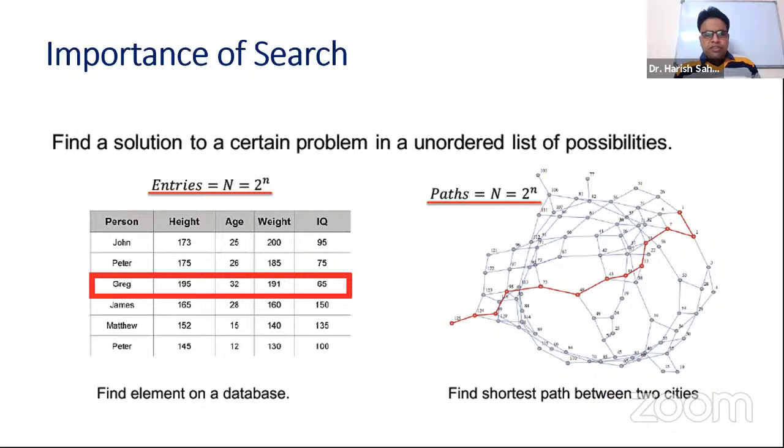But generally, on average, what happens? N by 2 elements we have to search. So worst case it is N, best case it is 1. But on average, if we search sequentially, it is of order N by 2, which is basically order N only. So the complexity is of the order of the size of the table or database. If N entries are there, then the complexity is of order N.